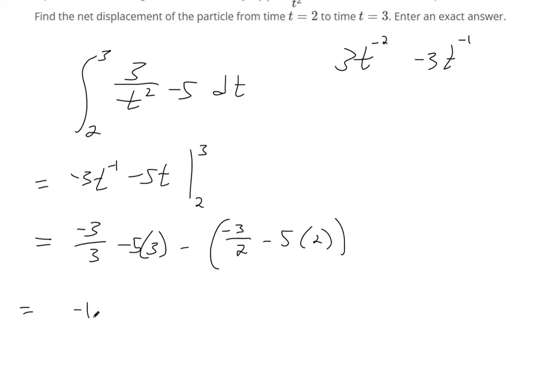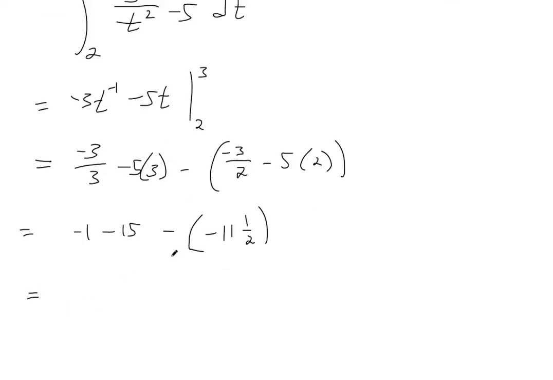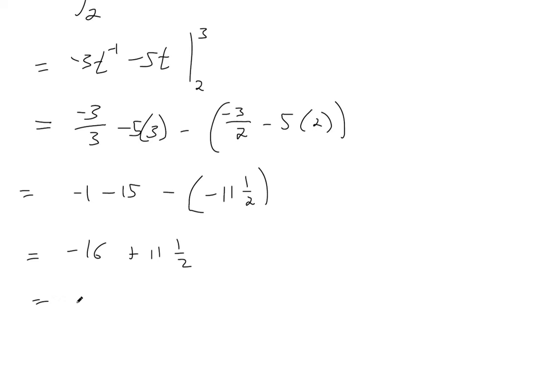So that's negative 1 minus 15 minus whatever this is going to be. That's 10. That's negative 11 and a half. So minus negative means we're actually adding there. So we got negative 16 plus 11 and 1 half. So that's negative 4 and 1 half, which got me negative 9 halves.